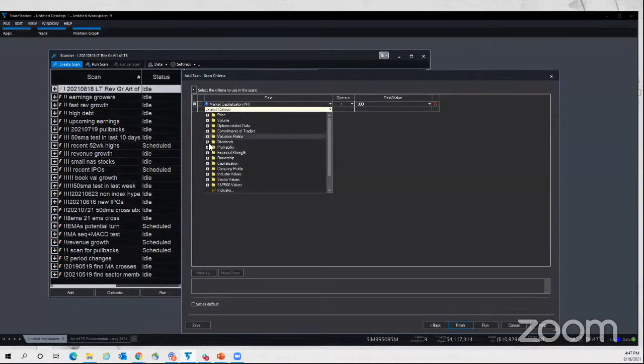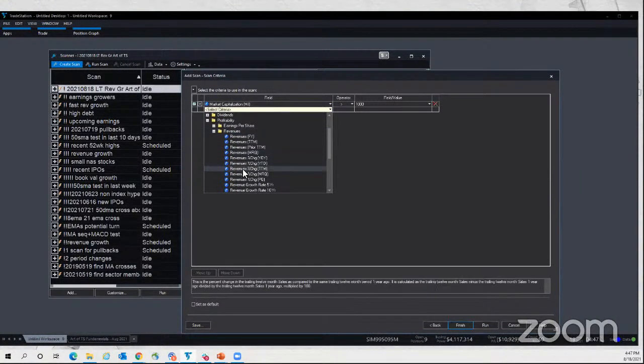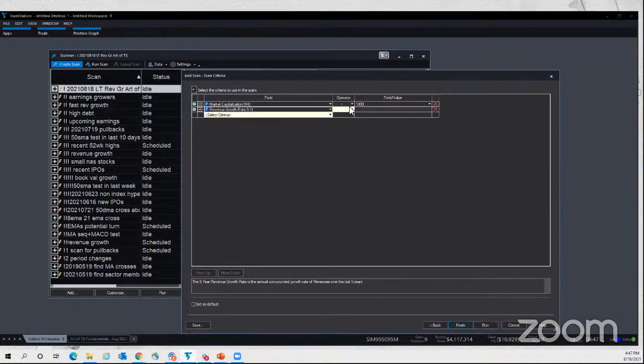Next, we're going to go to profitability. These are under different buckets. And then you go to profitability, revenues, and then you want to go to revenue growth 5-year rate. And that's going to be a percentage. So it's going to say greater than 30.